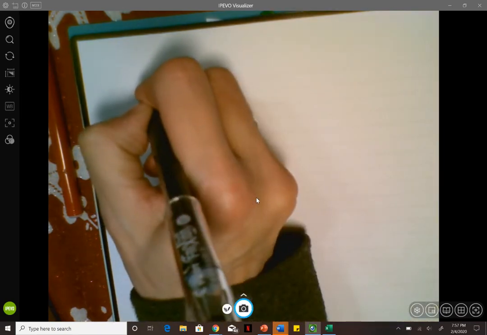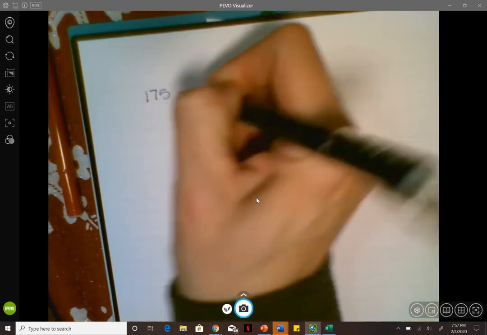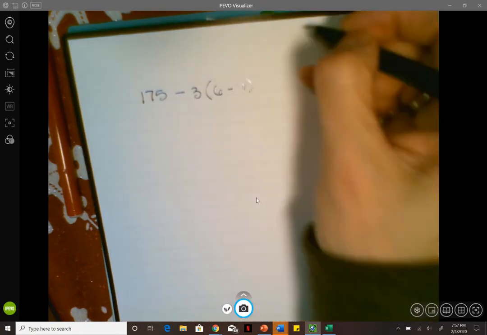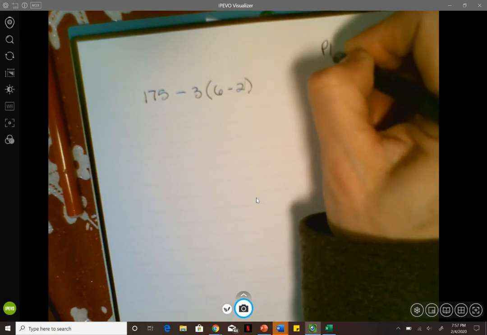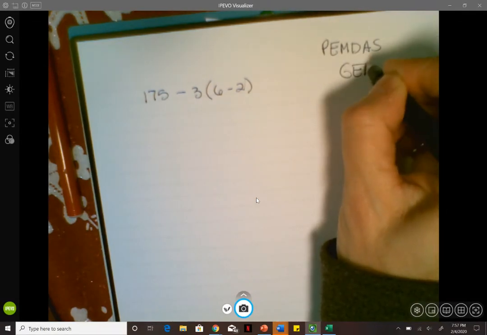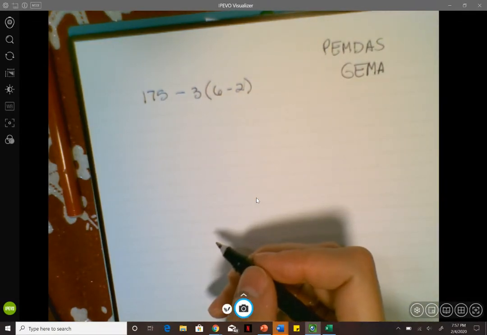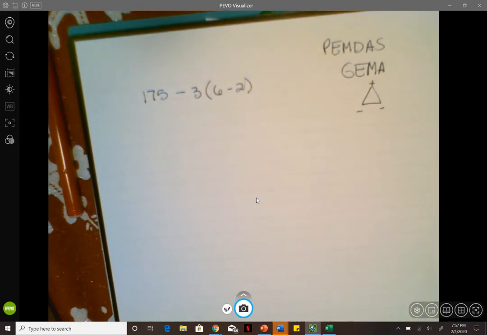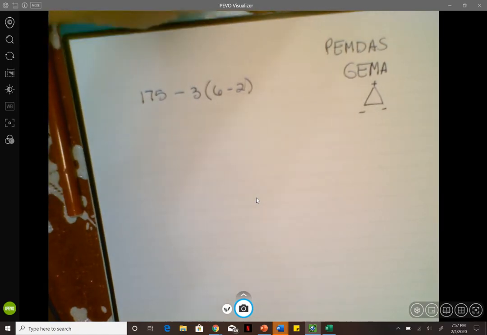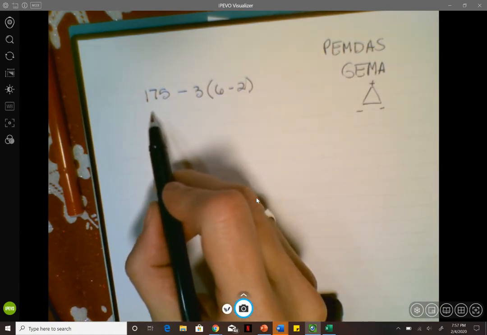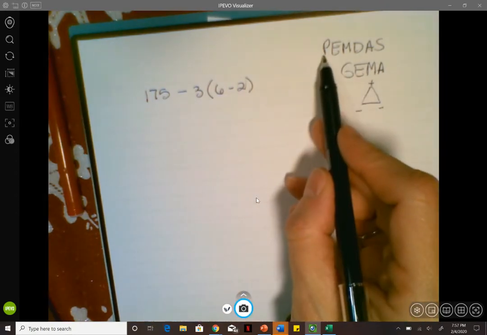So let's start with this problem. Let's do 175 minus 3 times (6 minus 2). I'm going to write PEMDAS up here on the top, GEMMA. I can see that I've got multiplication in there, so I'm going to put one of my favorite multiplication and division memory devices in here. I'm going to take a look at my expression. I'm going to look first for parentheses. I'm going to use PEMDAS.